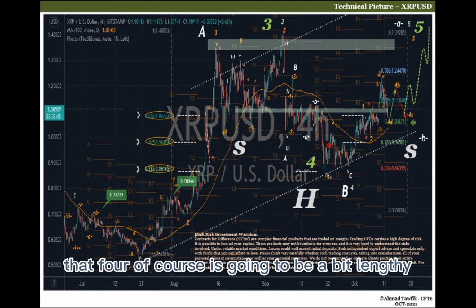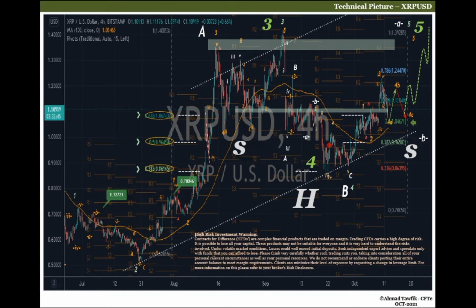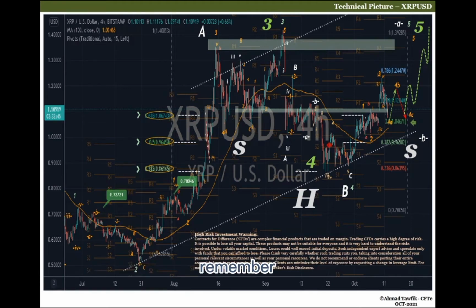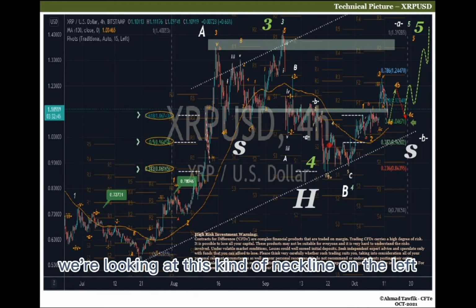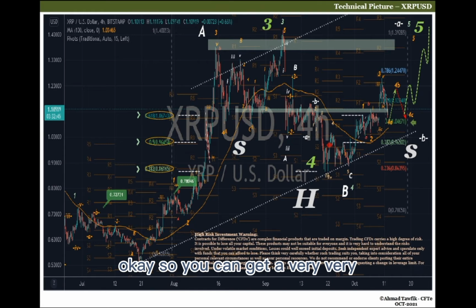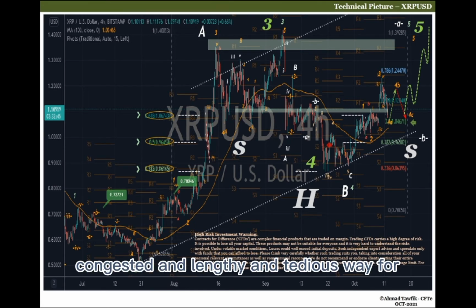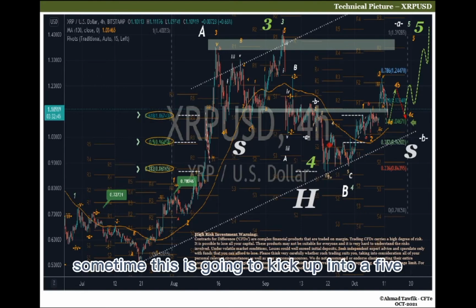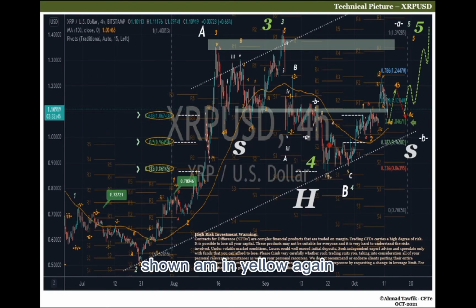That 4 of course is going to be a bit lengthy until we have the correct fundamental driver to kick it up. Remember, we're looking at this kind of neckline on the left, so you can get a very congested, lengthy and tedious wave 4. Here it is, a bit downscaled. There's a 4A, 4BC, could be DNNE. Sometime this is going to kick up into wave 5, shown here in yellow.